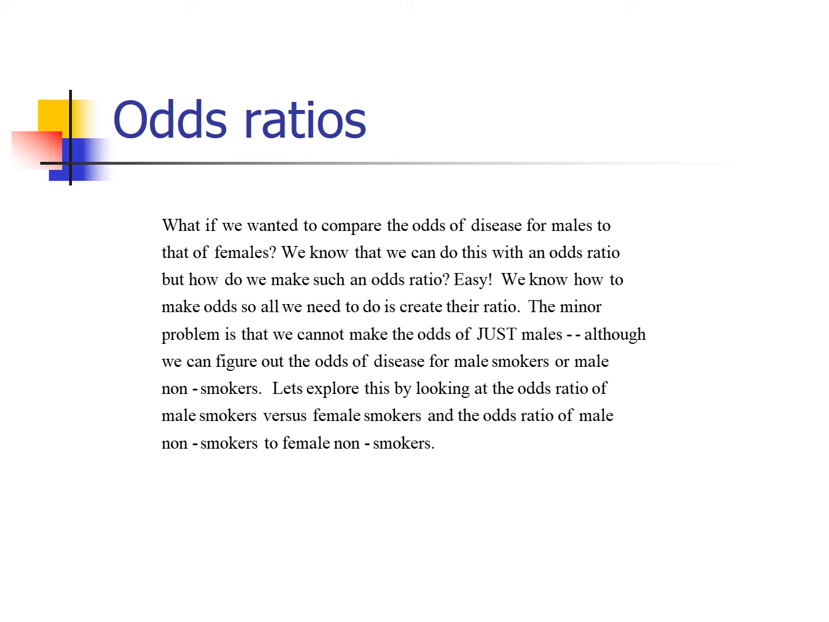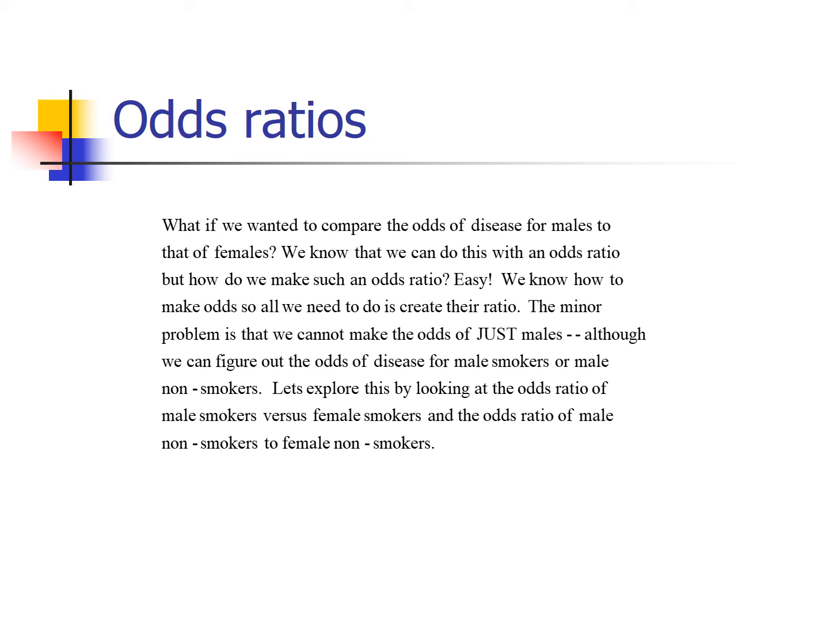But how do we make that odds ratio? Well, we know how to make odds, right? It's just the odds of one over the odds of the other. And we saw how to compute those odds in the previous slides. The wrinkle, and it's a very minor wrinkle, is that we can't do odds of just males, because we either have to specify a male smoker or a male non-smoker. Does that matter? Does that not matter? I don't know. Let's explore it and try to think it through.